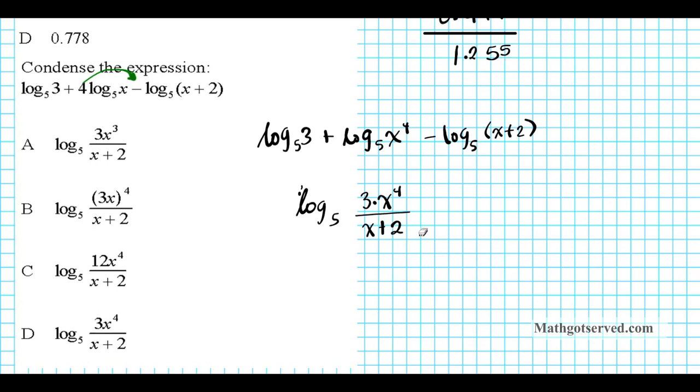So that's basically what our final answer is. Log base 5 of 3x to the 4th divided by x plus 2. And our final answer is option letter D.